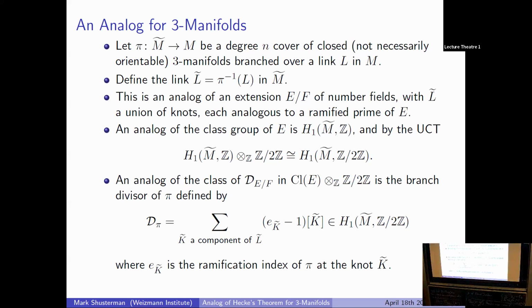Question, David, yeah. You really have to be in dimension 3 in order to get something in H1. I guess. Well, it's possible to try to think of generalizations also in higher dimensions. Let's say 5-manifolds, for example. The question is what the ramification, what is a branched covering for 5-manifolds?